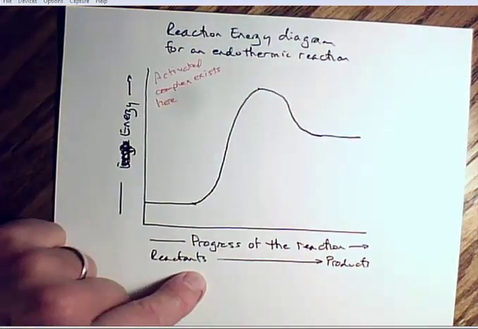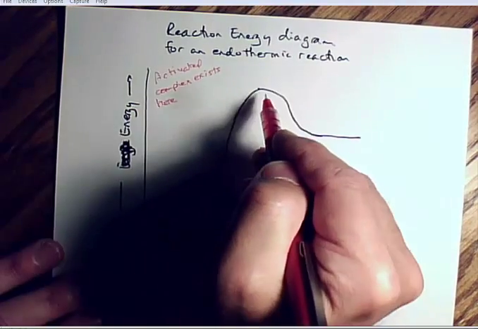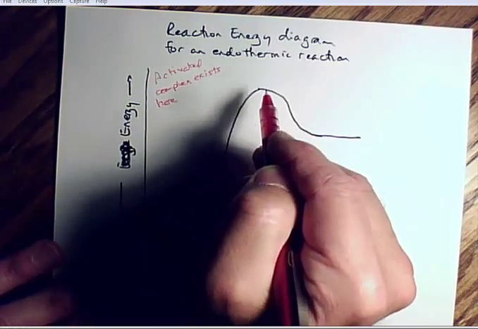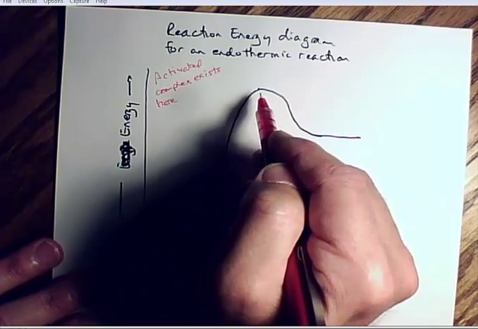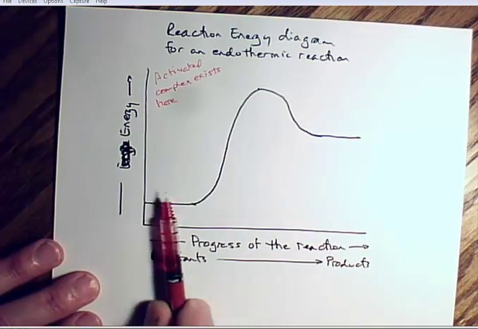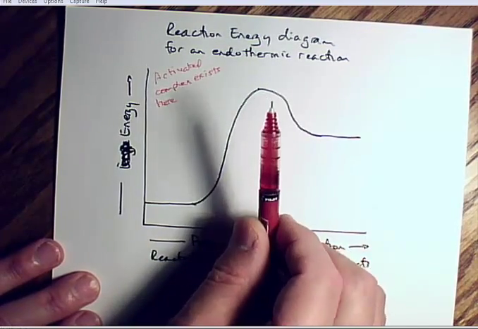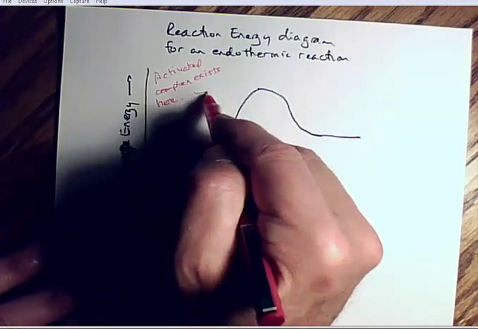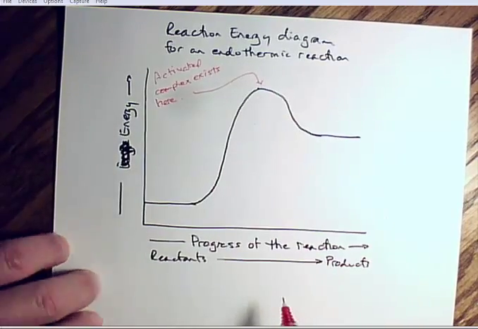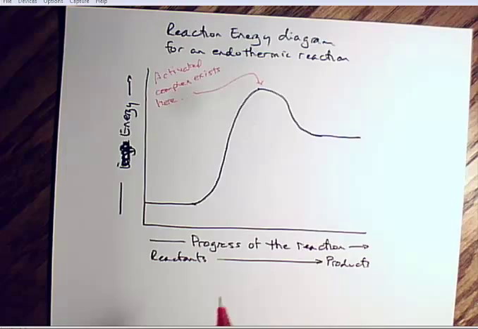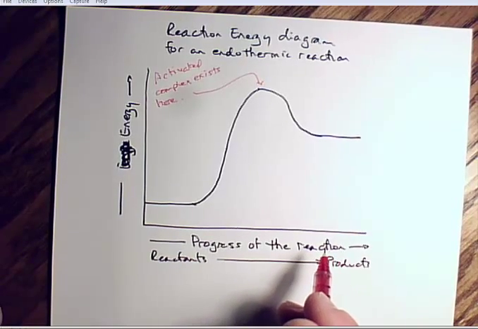It doesn't mean that that is the activated complex. Please understand that this top of the hill is not the activated complex. There is an activated complex when the activation energy gets to that. That's all I'm saying. Okay? An activated complex will exist when you are there.